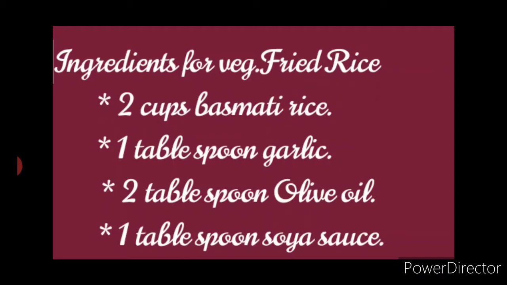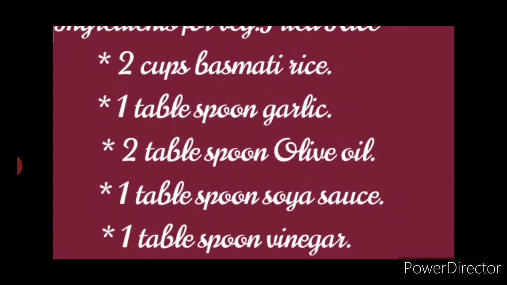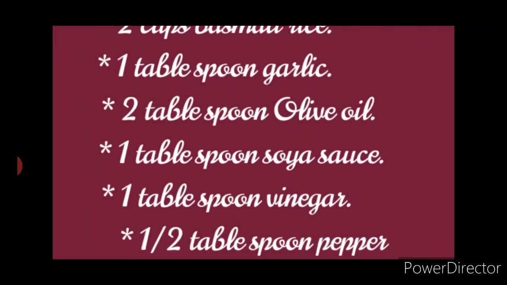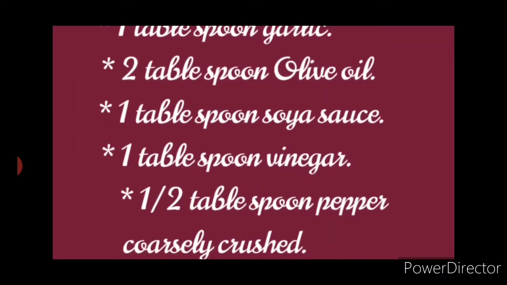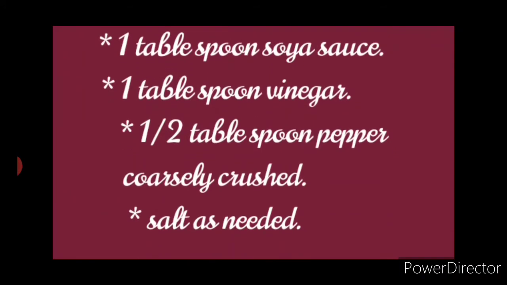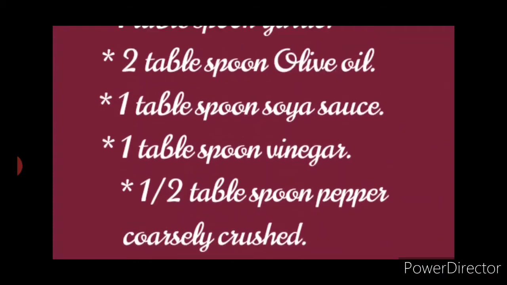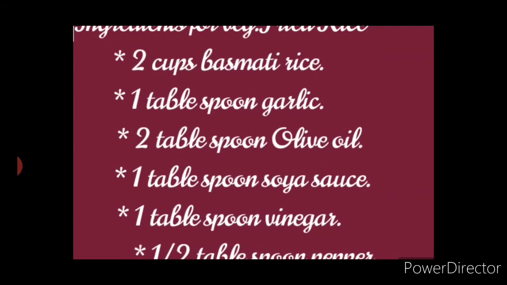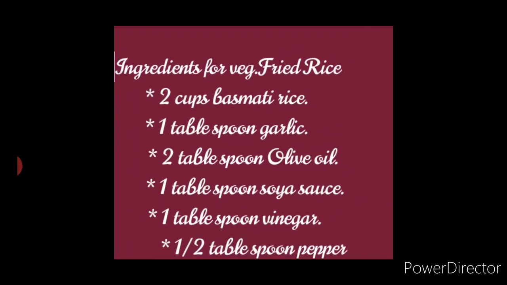It could be any dish, children, but before you start the process of making, you must mention the ingredients that are needed. Okay, then 2 cups of basmati rice, 1 tablespoon garlic, 2 tablespoon olive oil, 1 tablespoon soya sauce, 1 tablespoon vinegar, half tablespoon pepper coarsely crushed, then salt as needed. So you will write what all the ingredients needed. We have seen the ingredients that are needed.